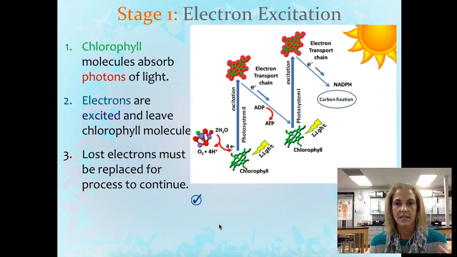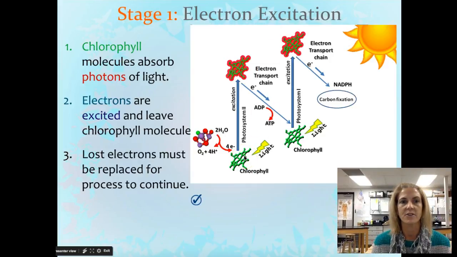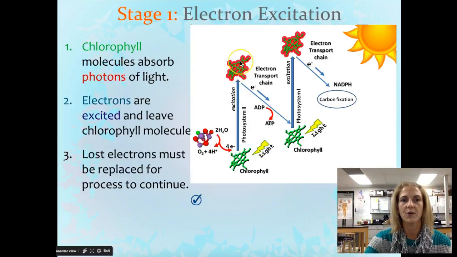Okay, so let's talk about that a little bit more. That first stage was the light absorption or the electron excitation. So here again, we have the chlorophyll molecule. We have water being split. We have electrons getting excited. So chlorophyll absorbs photons. That's what we call light's energy. Electrons are excited. They leave the chlorophyll molecule. Water is split. Water replaces the electrons that were once there and are now gone.